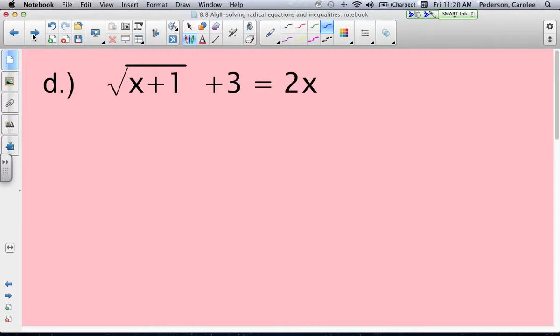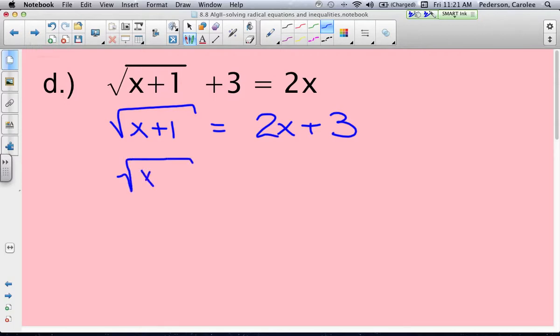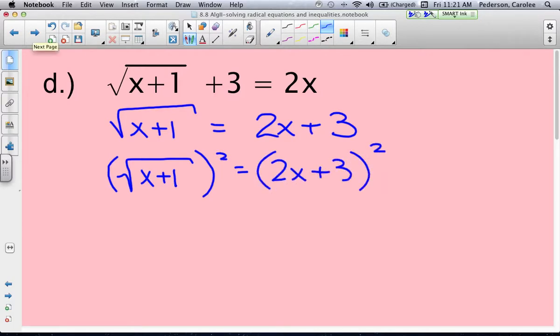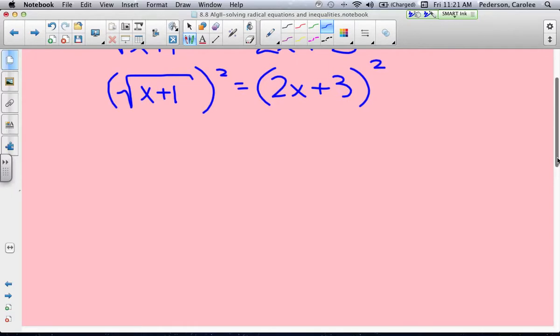Next one. Write this one down. It's a little bit different. You don't want to go ahead and square both sides quite yet because of that plus 3. So let's bring that plus 3 over to the right. Now we can go ahead and square both sides to cancel out the square root. So we just squared both sides. Now the left side, the square root and the squared will cancel out. So we have x plus 1.